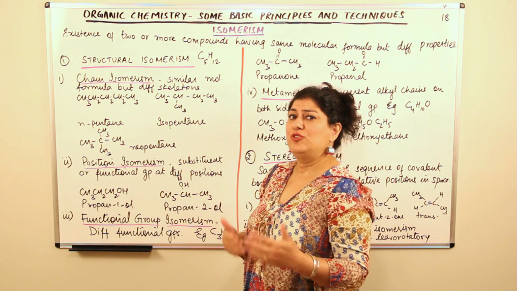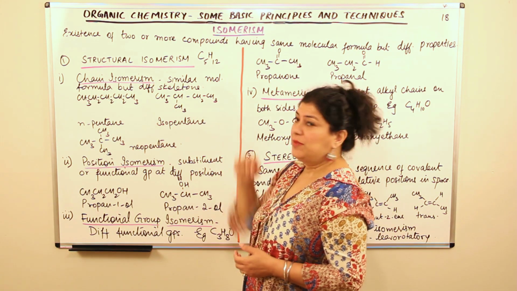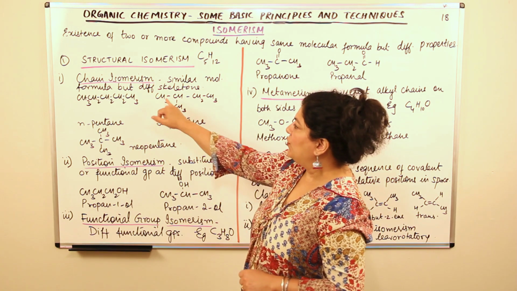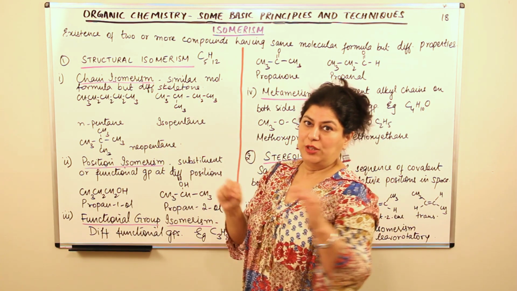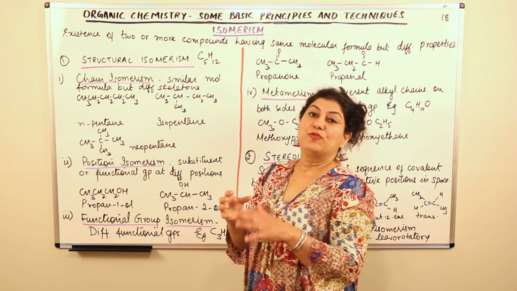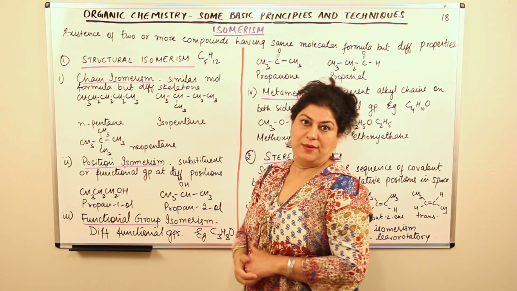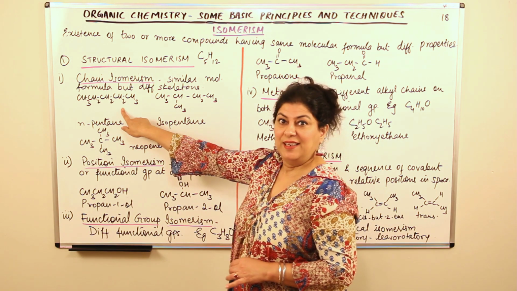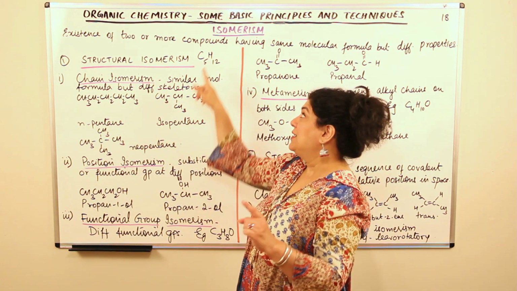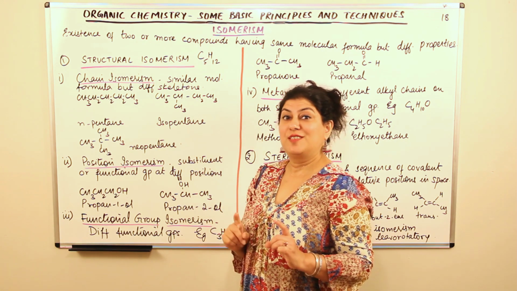Now if I use the IUPAC nomenclature and name this compound according to the longest chain rule, there are 4 carbons forming the longest chain, and this methyl group is forming a branch. So I will call it 2-methylbutane. This was pentane, this is 2-methylbutane, but the general formula of both the compounds is the same.